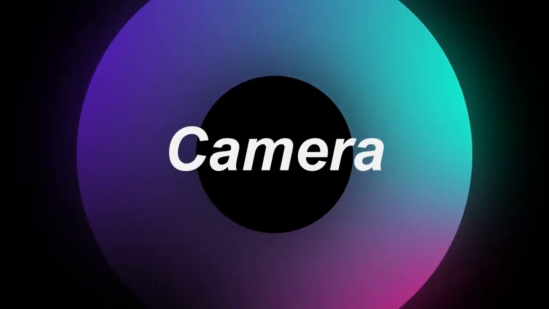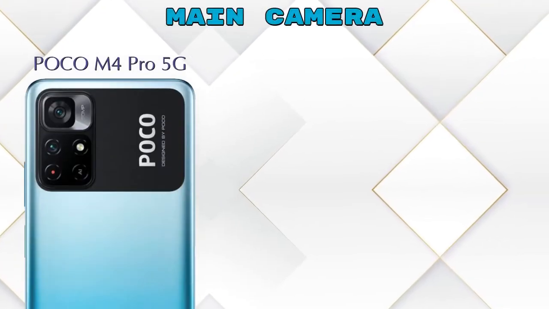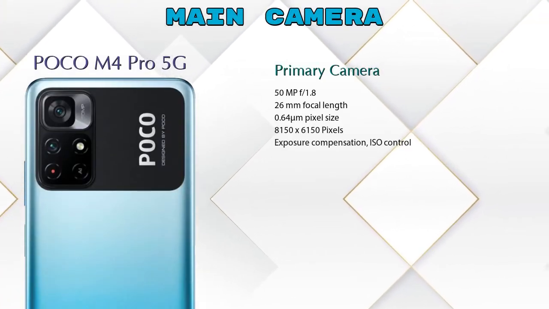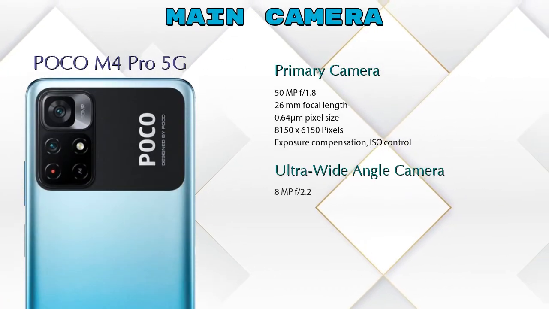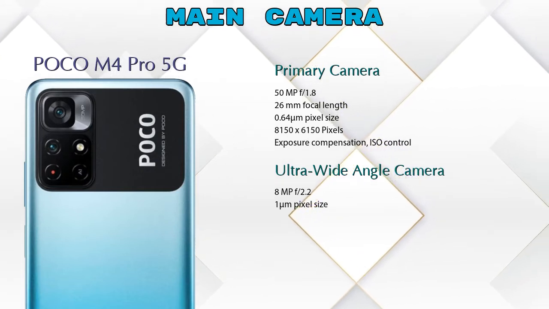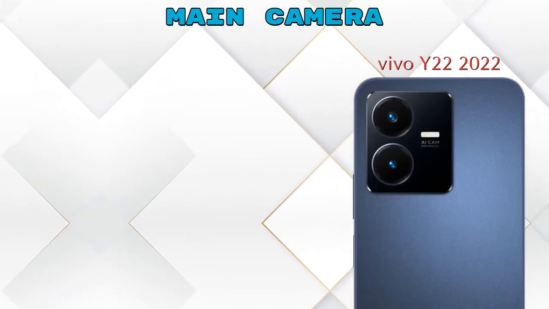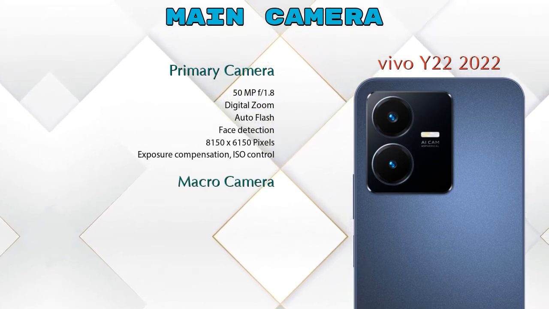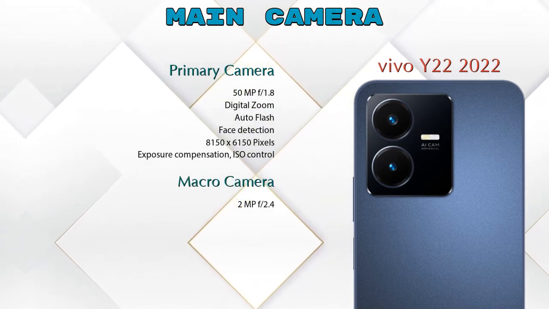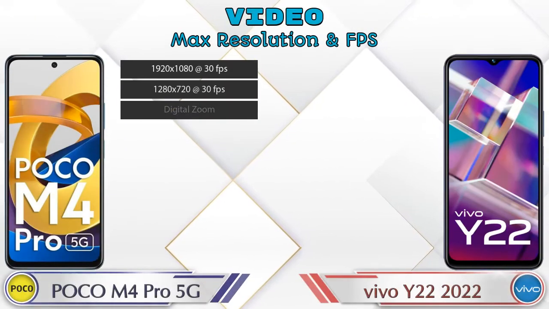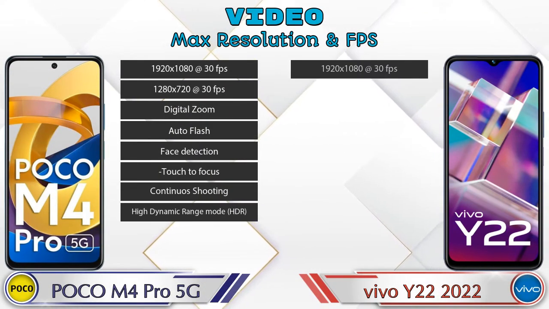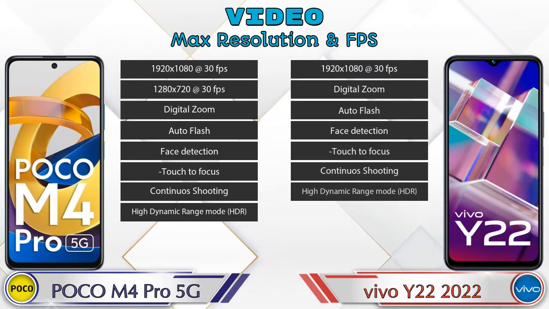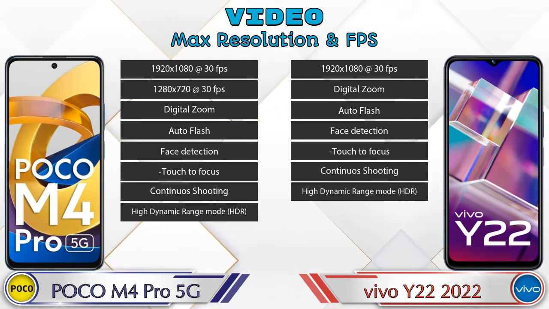Let's see the details about our favorite feature, camera. Friends, first of all talking about the rear camera, we can see 2 cameras in M4 Pro 5G, which are primary camera and ultra wide angle camera, and Y22 also has 2 cameras, which are primary camera and macro camera. If we talk about video camera then M4 Pro 5G has 8 and Y22 has 7 different types of features available.